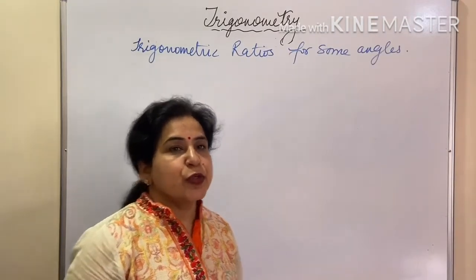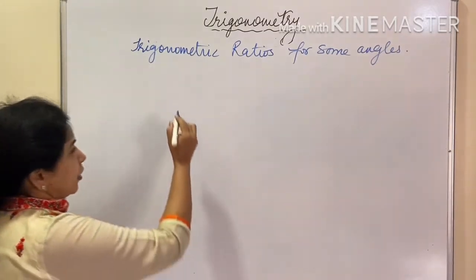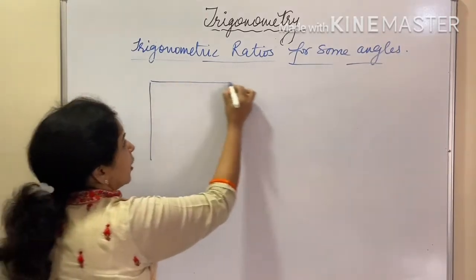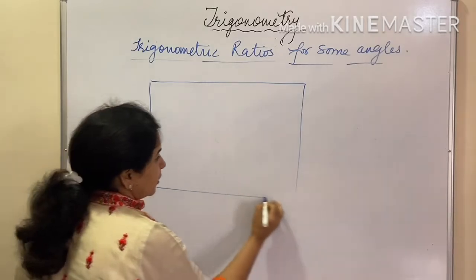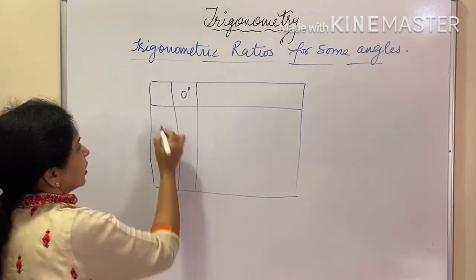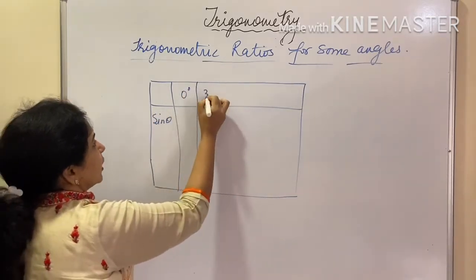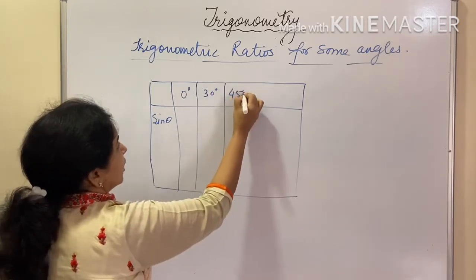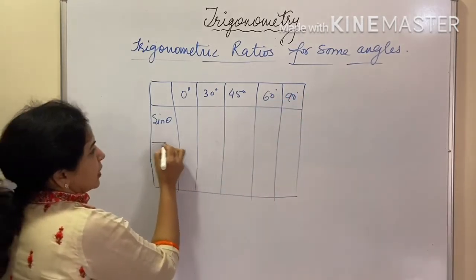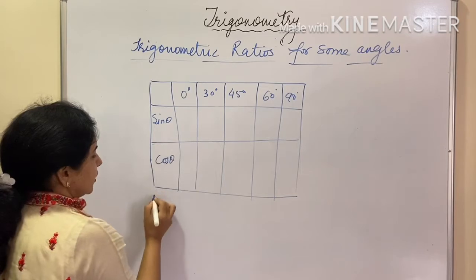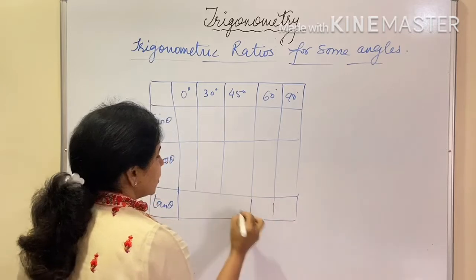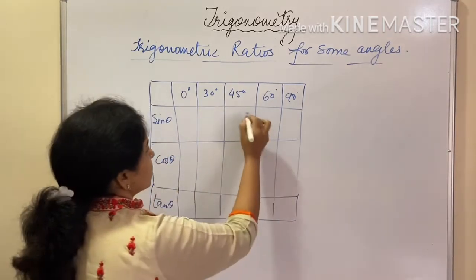Now trigonometric ratios for some angles. We have already seen the derivation of this, but we will just write the table. And there is one trick to write the table. You already know that, but I am telling you again. For 0 degree, for 30 degree, 45 degree, 60 degree and 90 degree. Sin theta, cos theta, tan theta, we will write these three, and you already know the rest of the three are reciprocals of these three. So we will write just these three.